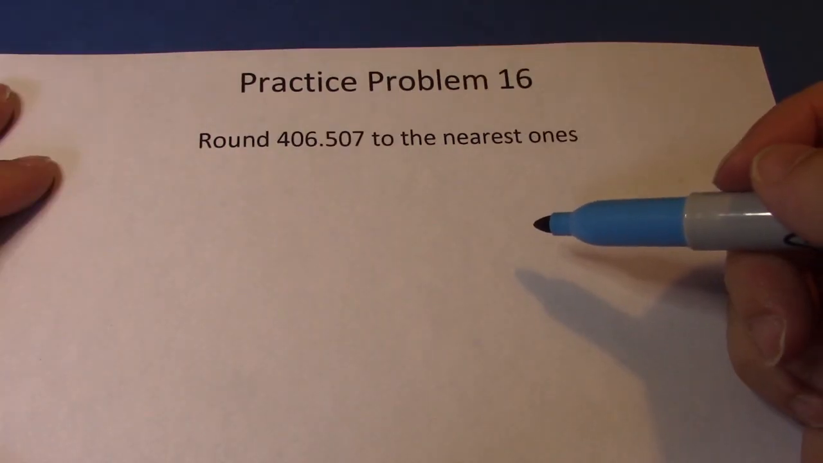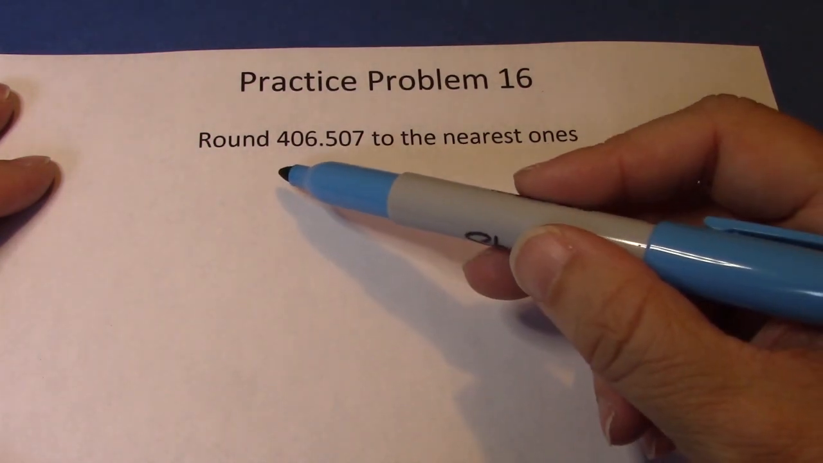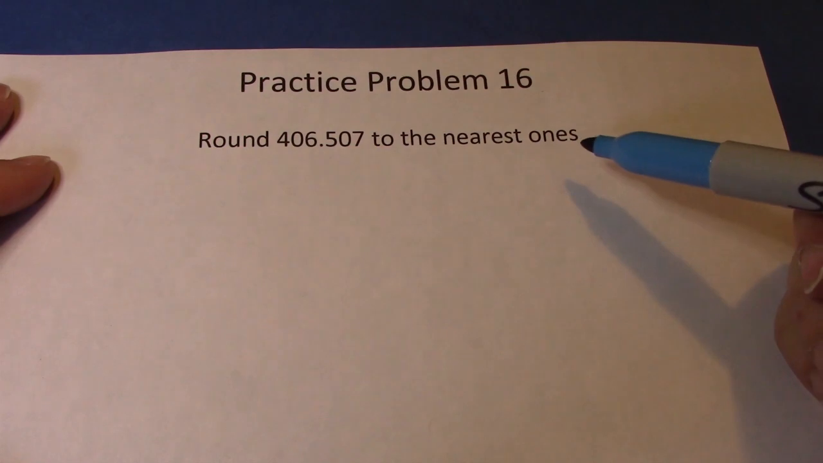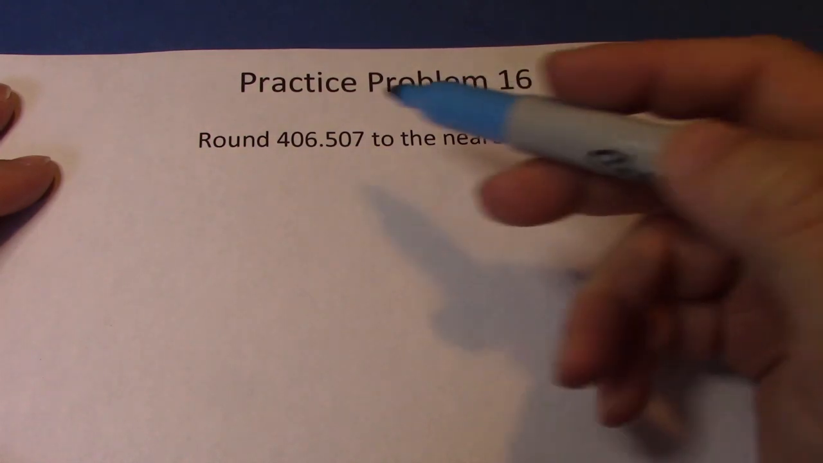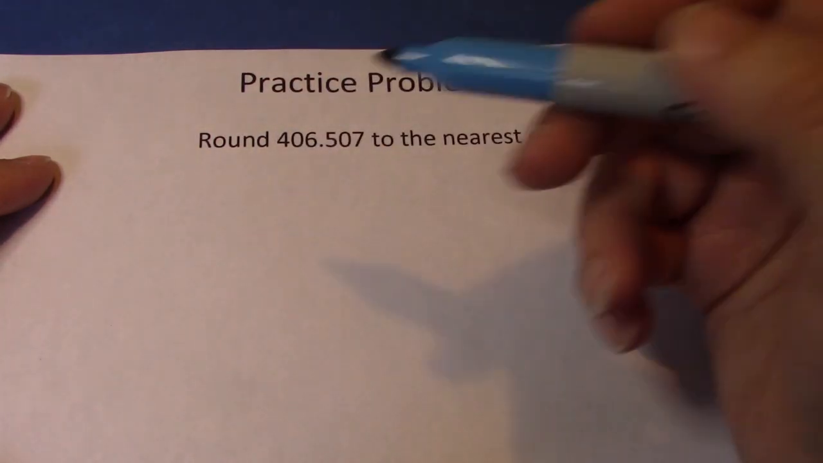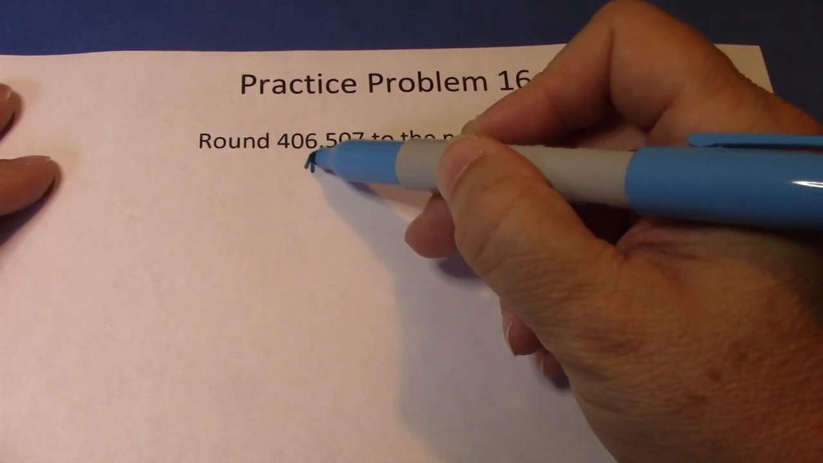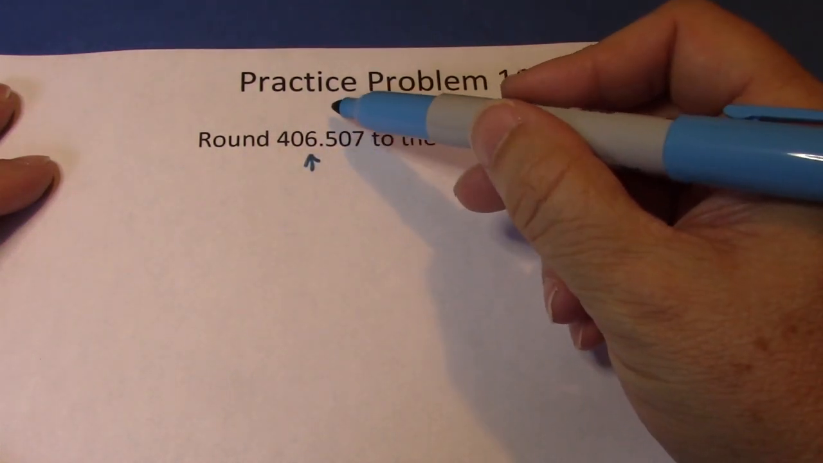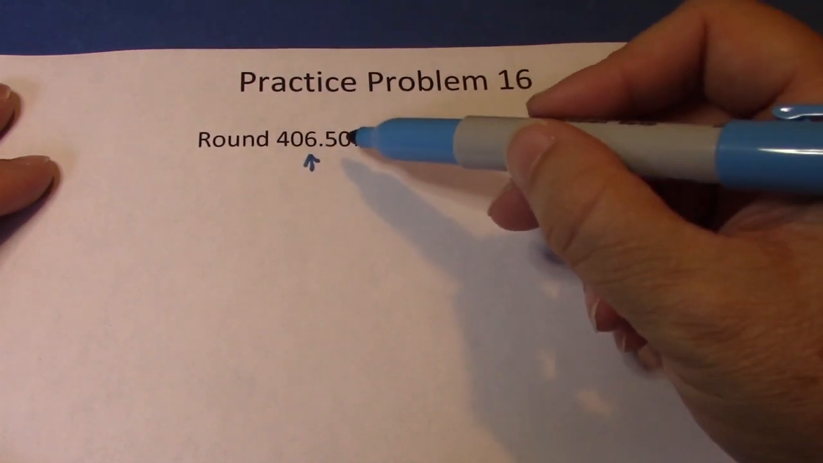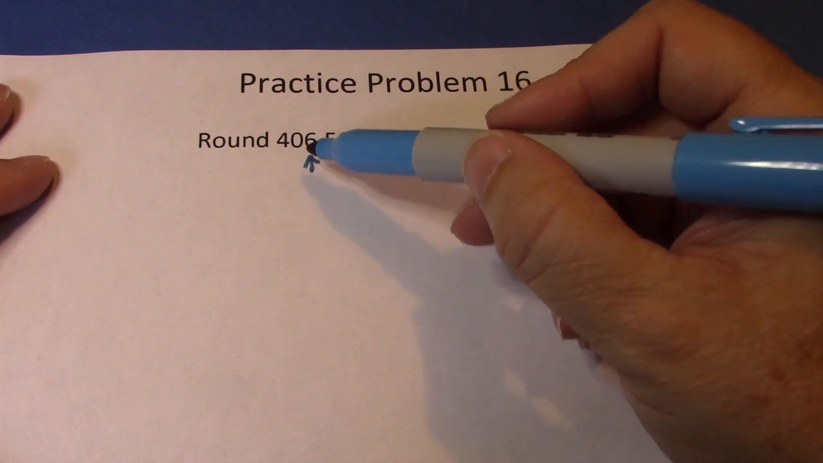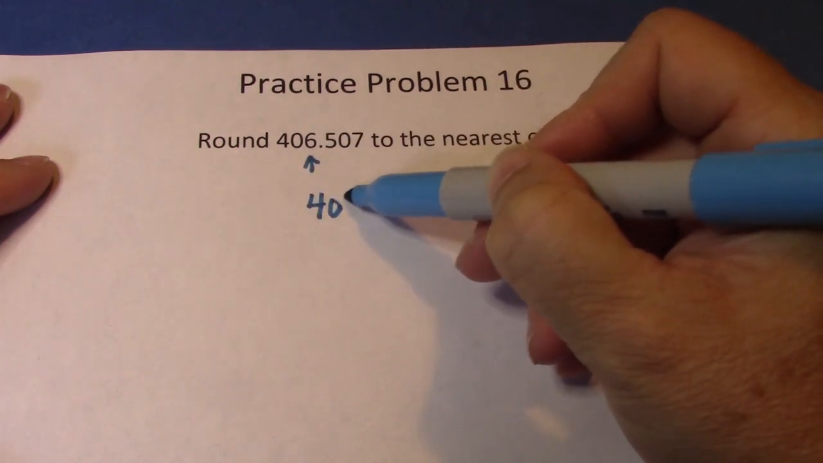Problem 16 is our last one today. We're going to round 406 507 thousandths to the nearest ones. Well, that's not even past the decimal point on the right side. The ones are here. So again, we just look over one more to the right. That's 5, which is 5 or more. So we're going to round this digit up, 407.